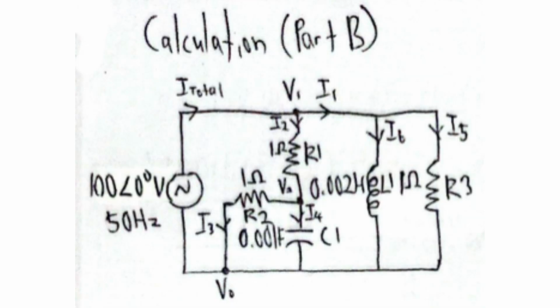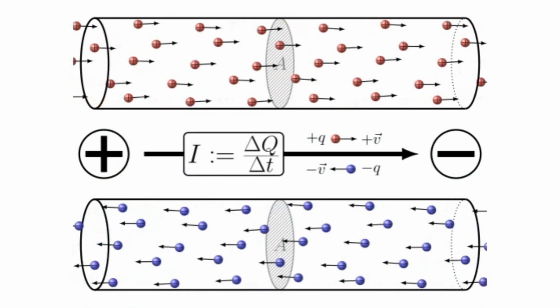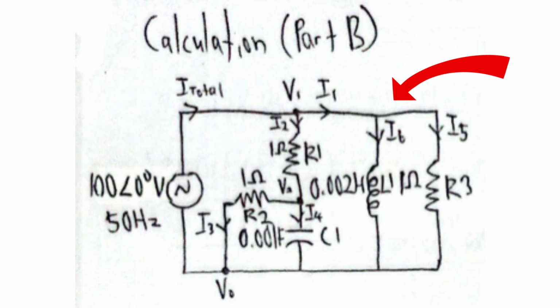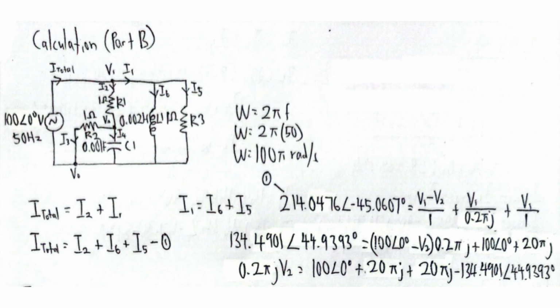First of all, we must assume the direction of current. So here is the assumed direction of current. From the assumption, we know that I total is equal to I2 plus I1, and I1 is equal to I6 plus I5. From there, we know that I total is equal to I2 plus I6 plus I5.